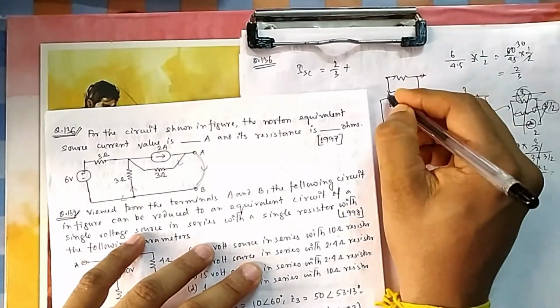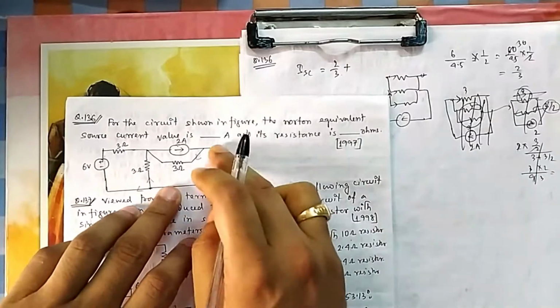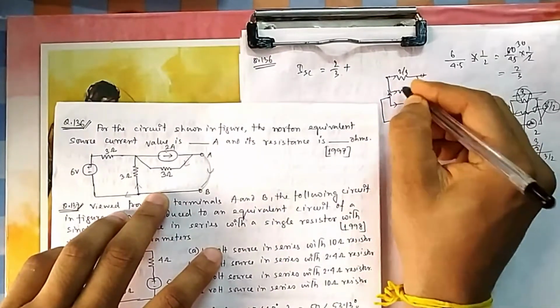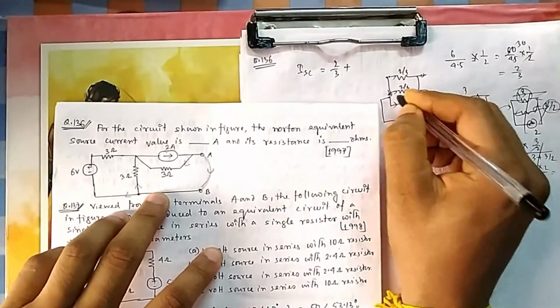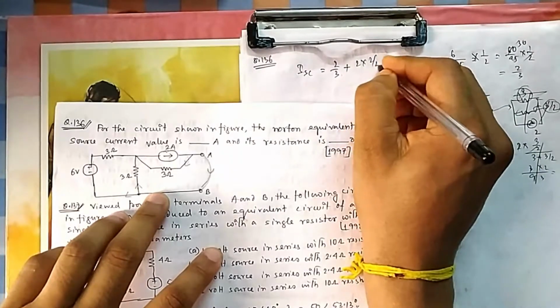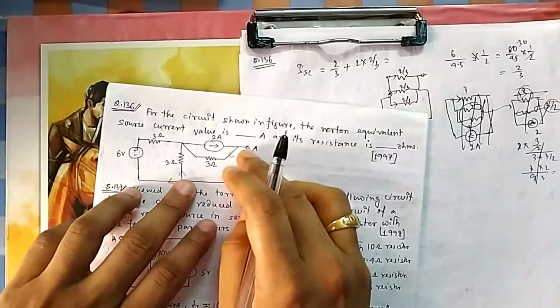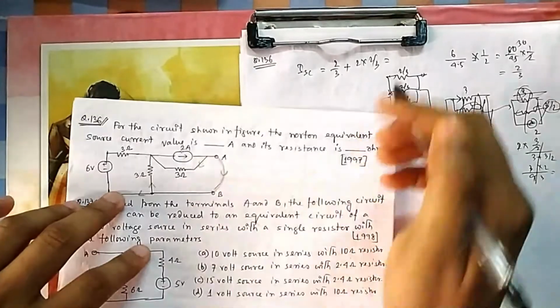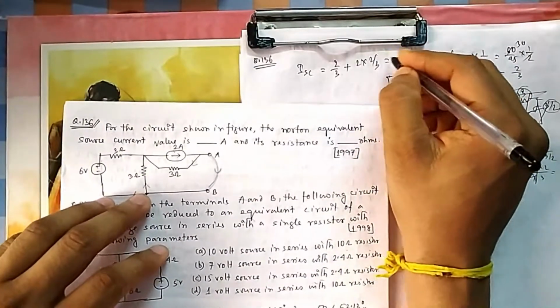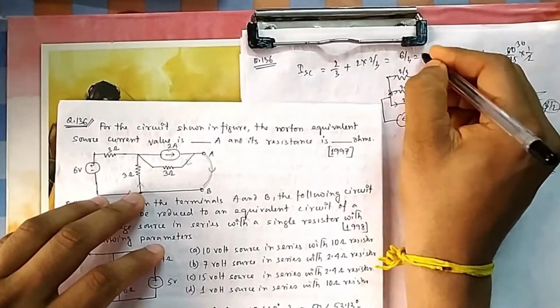So you need the summation of these two, because this is the current you need. So this current is the sum of these two, which is twice the branch current, 2 into 2 by 3. So it is 4 by 3 plus 2 by 3, that is 6 by 3, and the answer is 2.